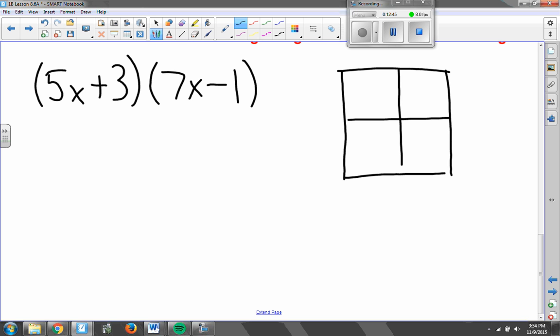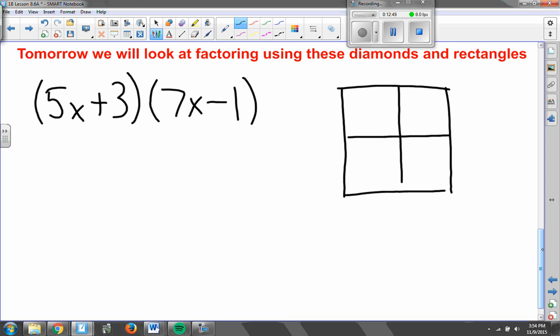Okay. Step 1, I will make my window and make my crossing right there. Now, across the left side, I'm going to put my first factor, which is a 5x and a positive 3, with a plus in between. And then along the top, I'll put my other factor, which is a 7x and a minus 1. Okay.